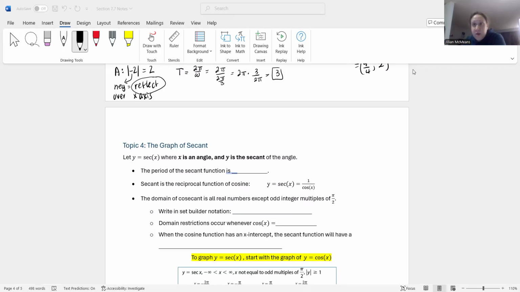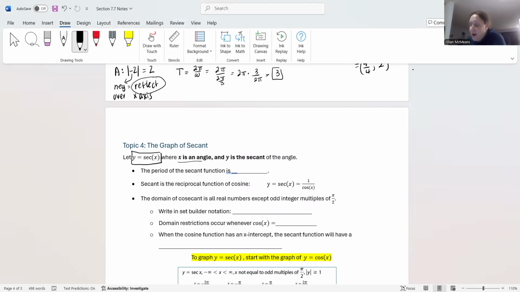Okay, last but not least, we're going to talk about the graph of secant. That's going to be our topic 4 for this worksheet. So we're just going to dive in. All right, so we're talking about the graph of y equals secant x. You could also have f of x equals secant x.